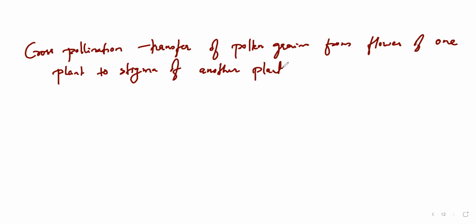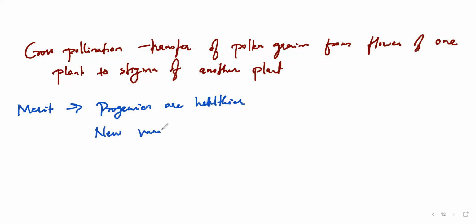Okay, so in cross-pollination there are no other terms, but obviously here also there are merits as well as demerits. For example, what will be the merit over here? The demerits which are considered in self-pollination will be the merits of cross-pollination. So here you can say that whatever progenies are there, they are healthier. Okay, then you will get new varieties. But there is also a demerit, that is pollen grains are wasted.